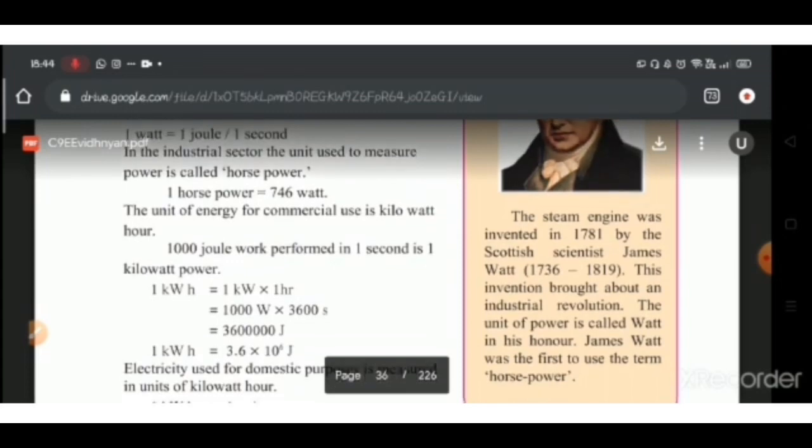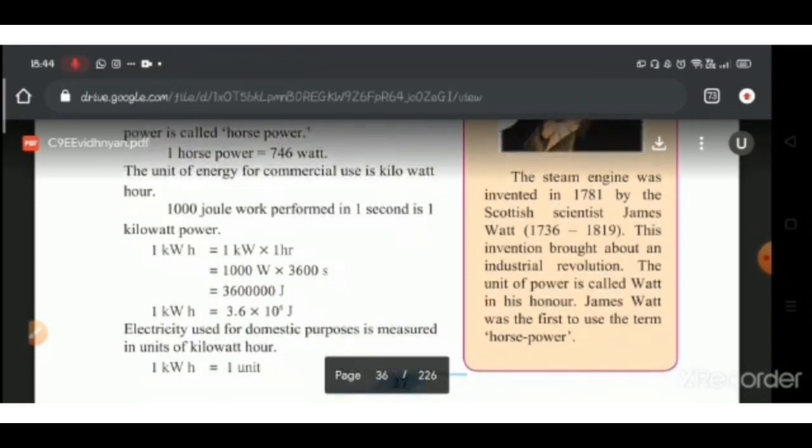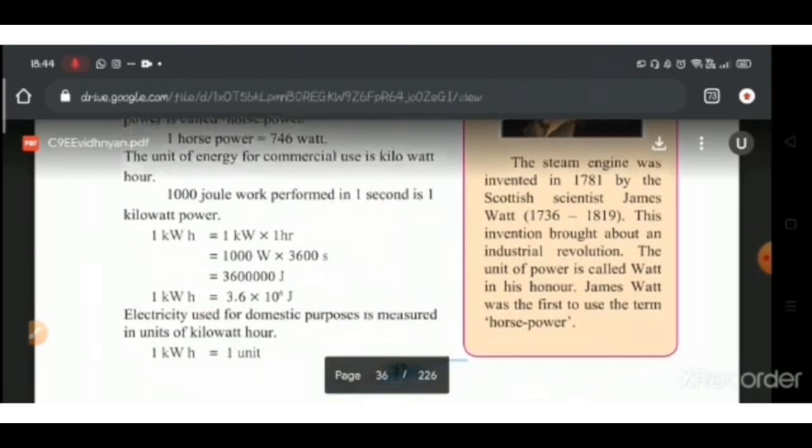Kilowatt hour. 1000 joule work performed in 1 second is 1 kilowatt power. 1 kilowatt hour is equal to 1 kilowatt into 1 hour. And if we convert this 1 hour into seconds, that is 3600. So 1000 watts multiplied by 3600 is 3600000 joules. 1 kilowatt hour is equal to 3.6 into 10 raised to 6 joules.